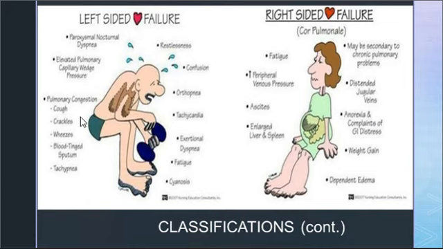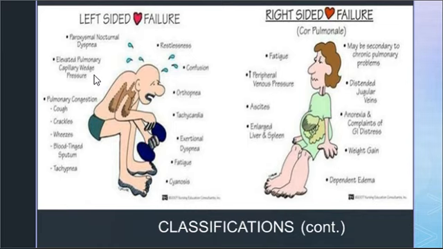Left-sided failure: the blood is having trouble pumping out of the left side of the heart to the body. They are fatigued, and it is backing up into the lungs, so they're restless. They have decreased perfusion to the heart and the whole body, so they're confused, orthopneic, and tachycardic, because the body's trying to compensate. Also exertional dyspnea, cyanosis, and elevated pulmonary capillary wedge pressure.